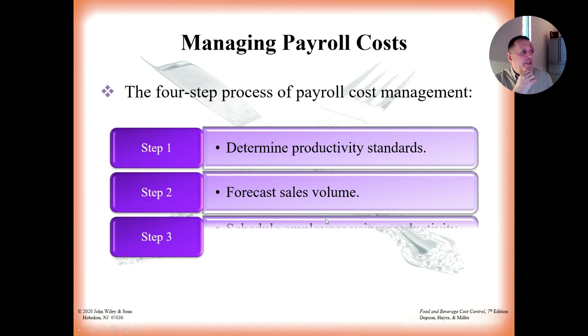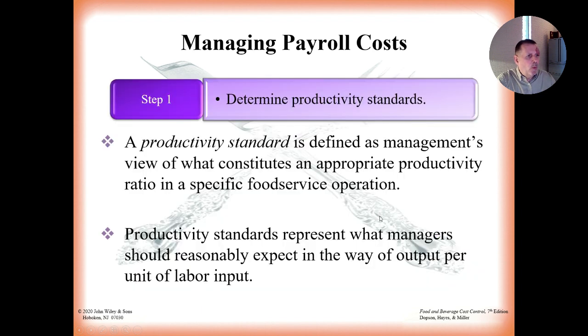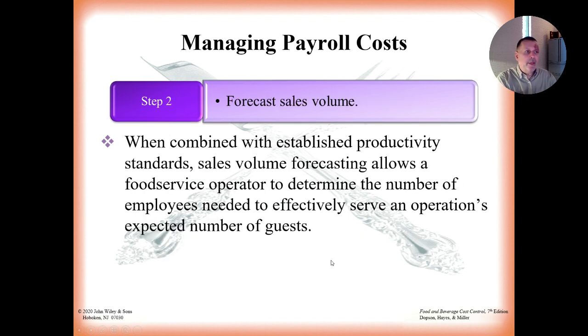Okay, so we have managing payroll costs. We have a 4-step process. Step 1 is determine productivity standards. Forecast sales volume is step 2. Step 3 is schedule employees using productivity standards, and then analyze results. So step 1, productivity standards defined by management's view of what consists of appropriate productivity ratio. So much per so much labor. So many tables for so many servers, so many covers for so many people on the line, whatever. Productivity standards set what the managers should reasonably expect in the way of output by labor. Why is that important? For the next step, forecasting the sales volume.